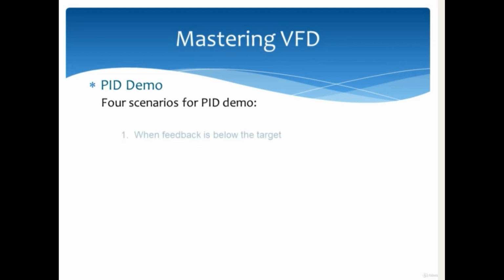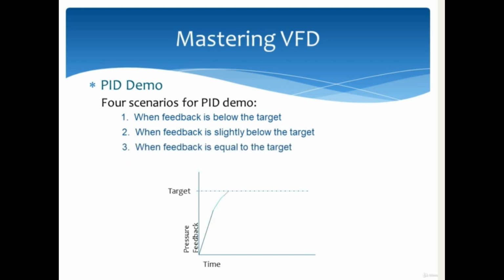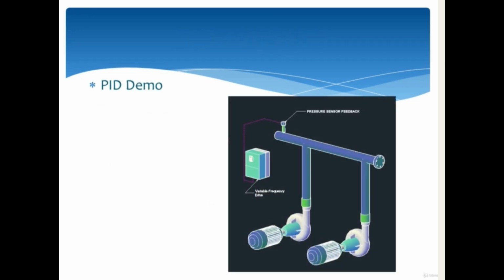Four scenarios we will focus on: when feedback is away from the target, when feedback is near to the target, number 3, when feedback is on the target, and lastly, when the feedback is above the target. Consider here an example. There is one pressure sensor which is giving feedback to the drive, and we put the target pressure which we need to maintain all the time.